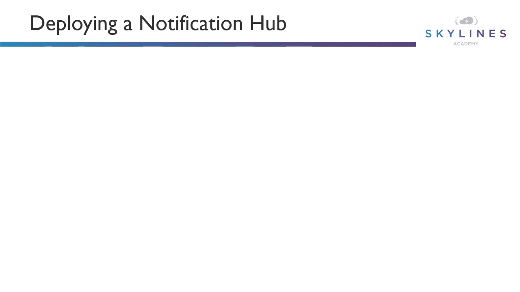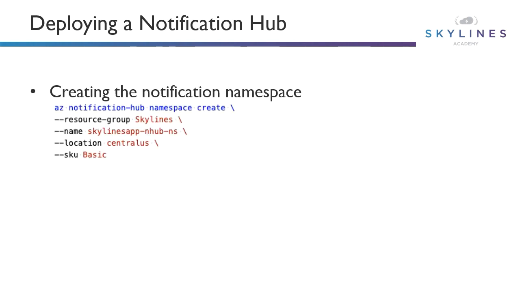Here's an example of how we would create a Notification Hub using Azure CLI. We're going to do this for our application called Skylines App, because marketing was never my forte. We start out by creating the namespace. We do this by using the az notification-hub namespace create command. We then specify the resource group, the name of the namespace, and its location. The final line specifies the tier that we are deploying to. We specified Skylines App NHub NS. This signifies that we're using Notification Hub, the application that we're using, and that it is a namespace.